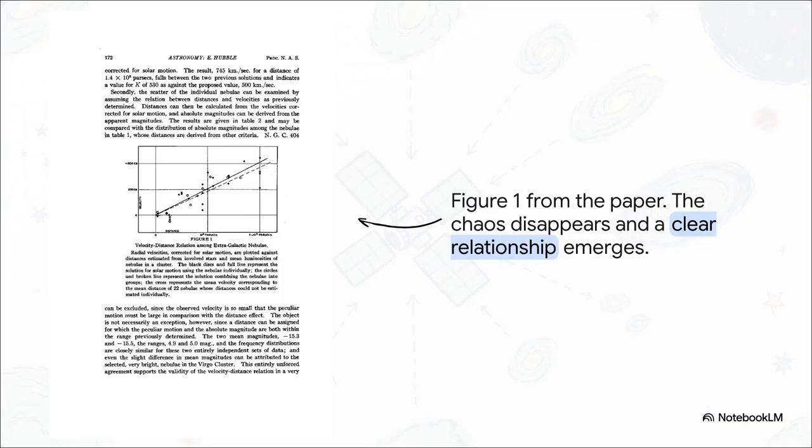This is the big reveal. This is Figure 1, probably the most important chart in the whole paper. You've got distance along the bottom, velocity up the side. And just like that, all the chaos just disappears. The data points don't make a random cloud, they line up. They form a clear line rising from left to right.